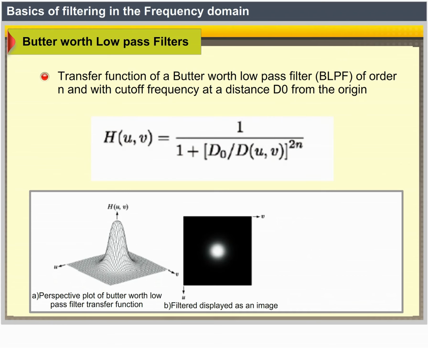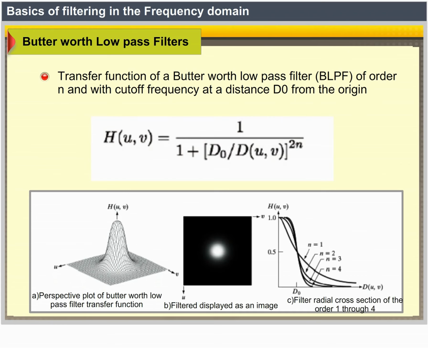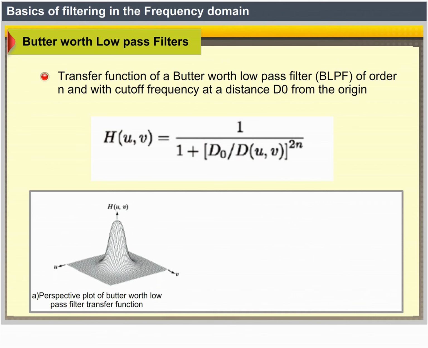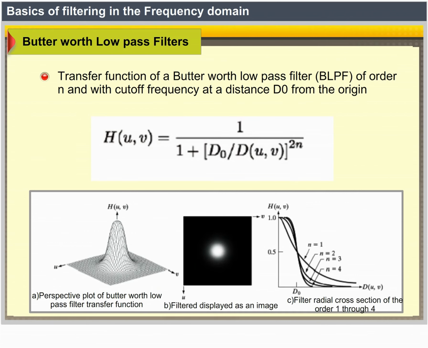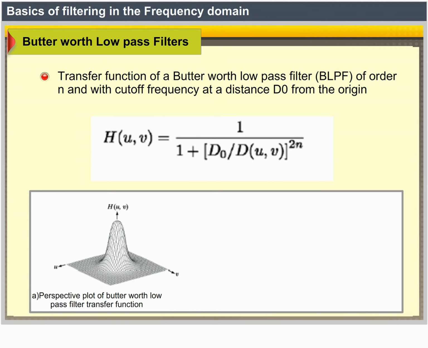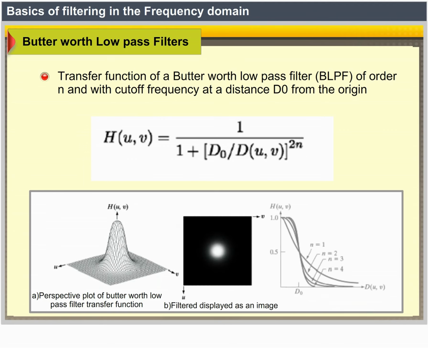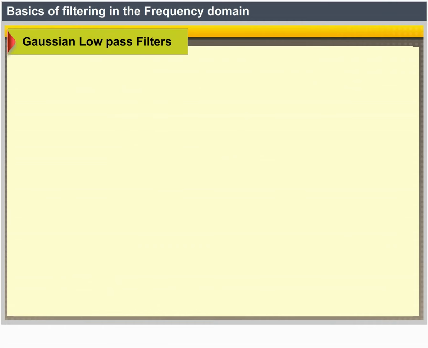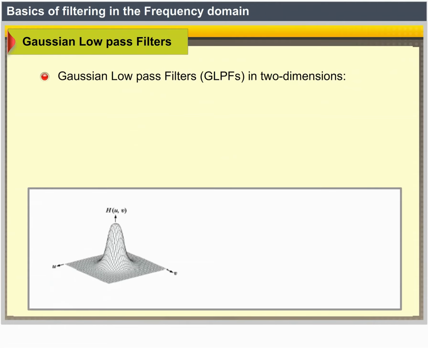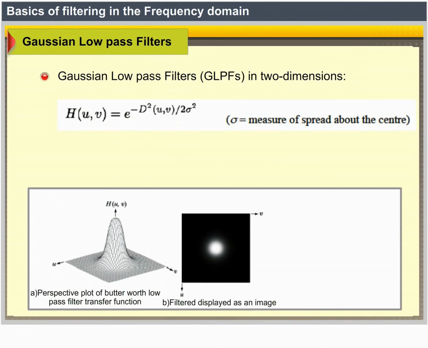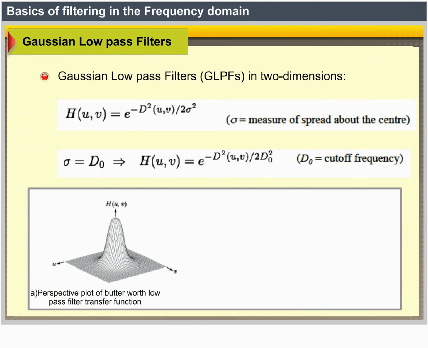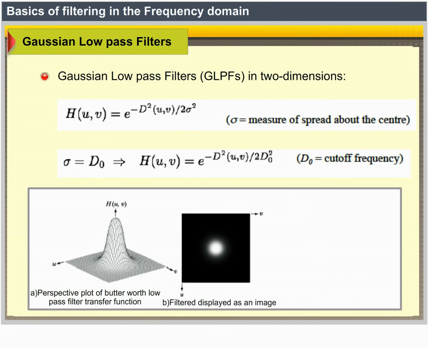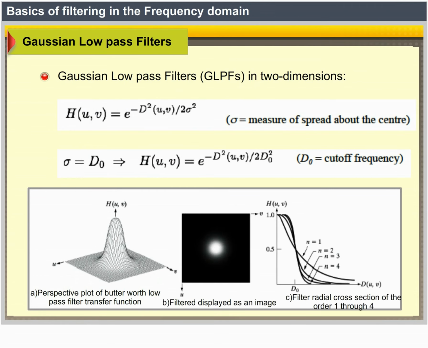Figure A shows the perspective plot of the Butterworth low-pass filter transfer function, B, the filter displayed as an image, and C, the filter radial cross-section of order 1 through 4. Gaussian low-pass filters. GLPFs in 2 dimensions are represented on screen. Figure A, perspective plot of the GLPF transfer function, B, the filter displayed as an image, C, the filter radial cross-section for various values of D0.